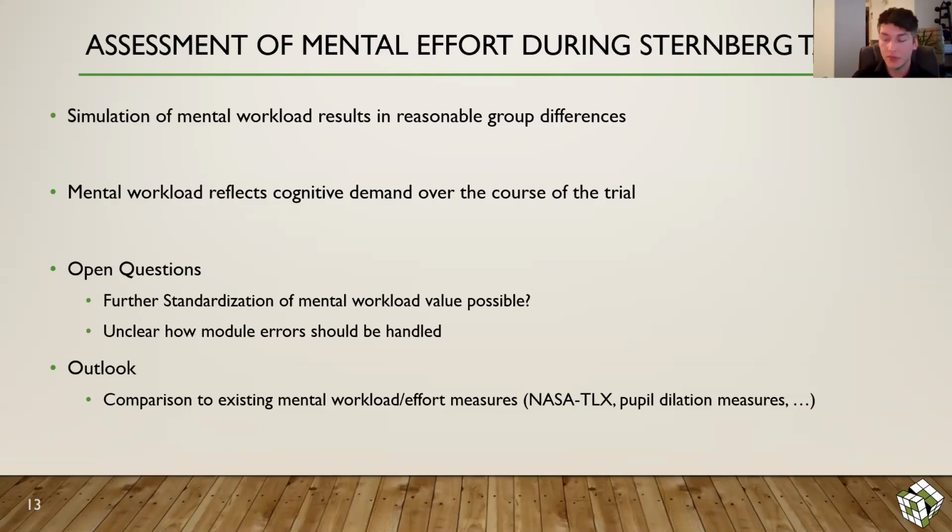To summarize, the mental workload measure proposed by Yo and colleagues makes reasonable predictions about the cognitive workload during individual trials. Differences in experimental conditions are reflected by the value and show promise as a reflection of cognitive demand changes during a trial, instead of formulating a single value after the fact.